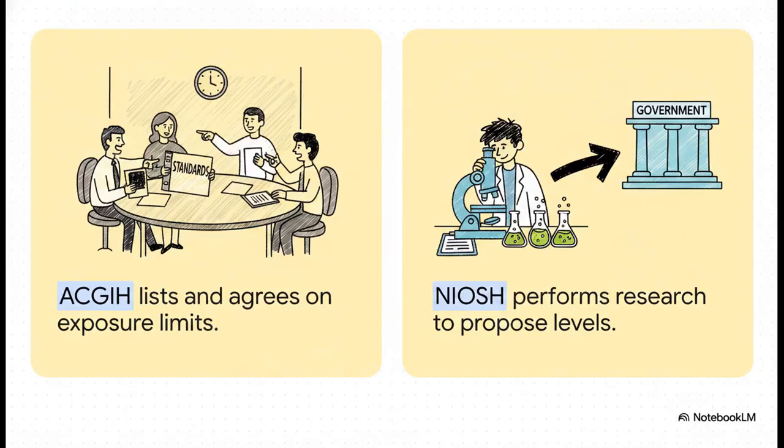Let's quickly clear up the acronyms that govern these limits because, let's be honest, it can get a little confusing out there. First, ACGIH, the American Conference of Governmental Industrial Hygienists. They are the actual committee that lists and agrees upon these TLVs, publishing them as a standard. Then we have NIOSH, the National Institute for Occupational Safety and Health. NIOSH is the agency that does the heavy research lifting to propose recommended exposure levels, or RELs, to OSHA. Together, these organizations form the absolute backbone of regulatory safety limits.